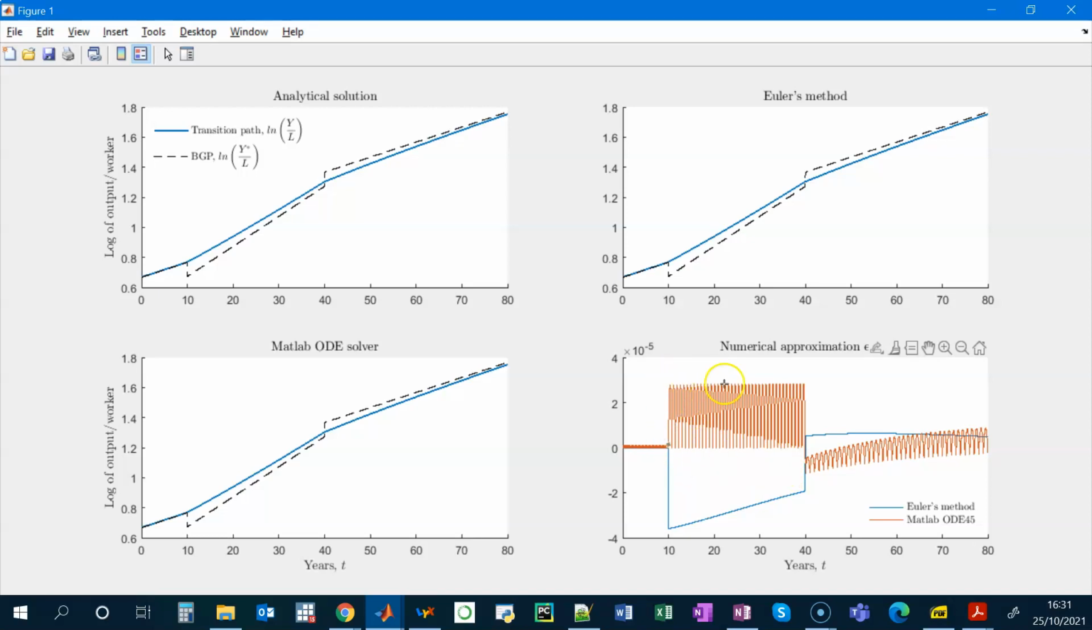And the red oscillating thing here is just the approximation error using MATLAB's ODE45. Don't worry so much about these oscillations. The key point is that on average, this is going to be slightly more accurate than the blue method. So Euler's method is very simple, but it's quite inaccurate unless your step size is extremely small, unless your dt is extremely small. Whereas MATLAB's inbuilt ODE solver will give you a slightly better, more accurate approximation.